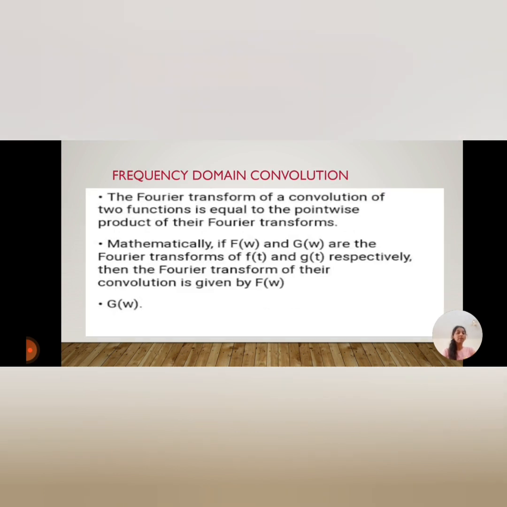Frequency domain convolution. The Fourier transform of a convolution of two functions is equal to the pointwise product of their Fourier transforms. Mathematically, if F of omega and G of omega are the Fourier transforms of f of t and g of t respectively, then the Fourier transform of their convolution is given by F of omega times G of omega.